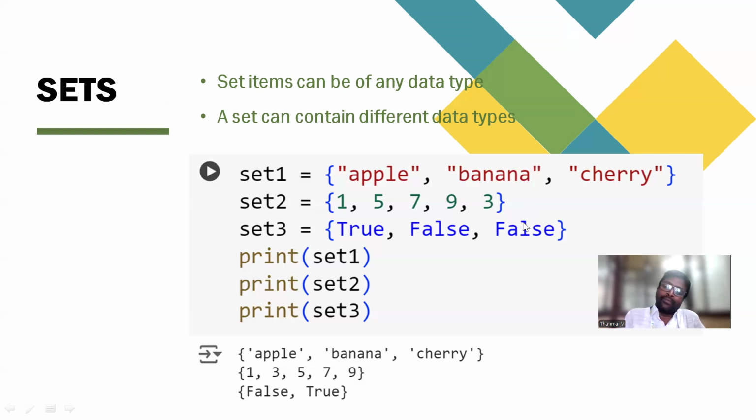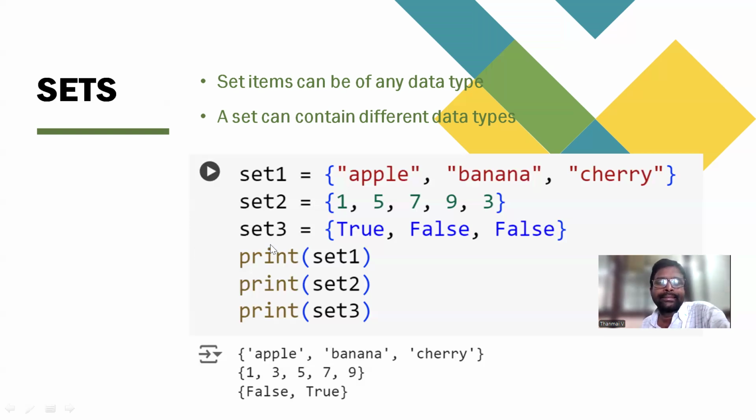So elements of a set can be any data type values. It may be a string, it may be a number, it may be a Boolean value. No need to be only strings, only numbers, or only Boolean values. Any values can be considered. That's what we are going to observe from this slide.